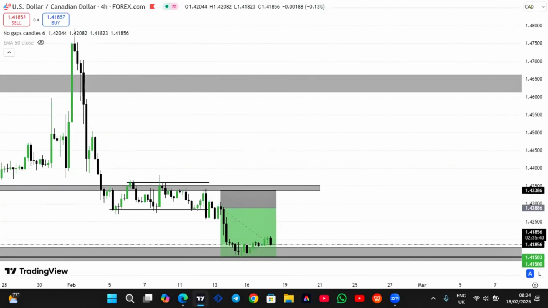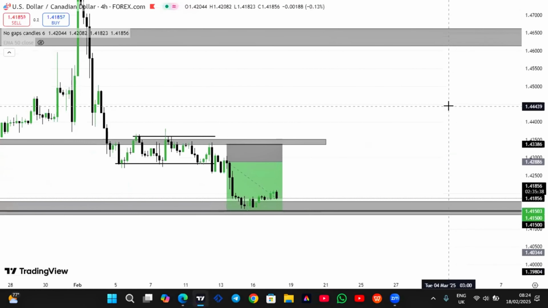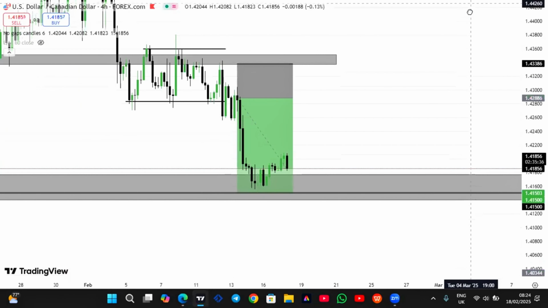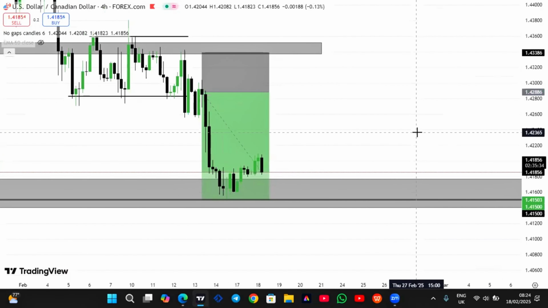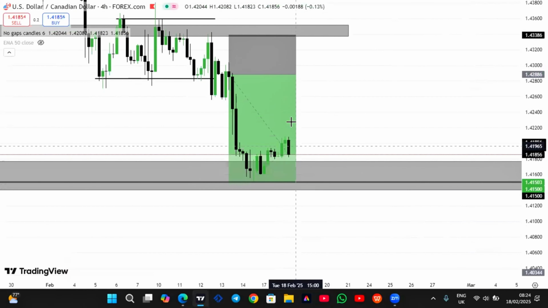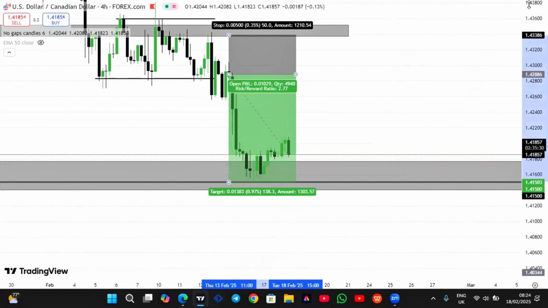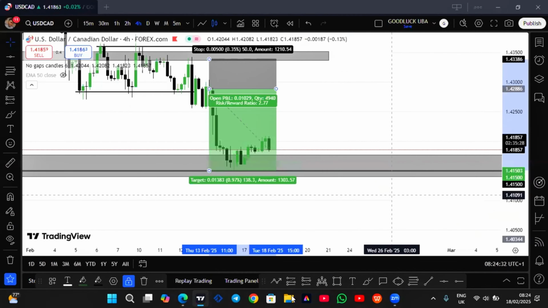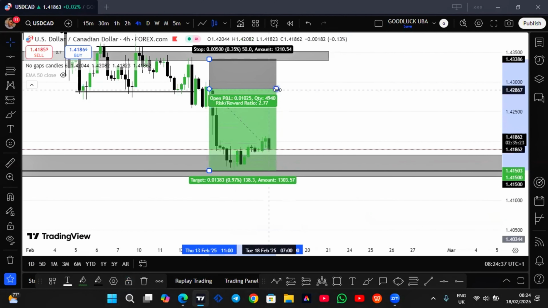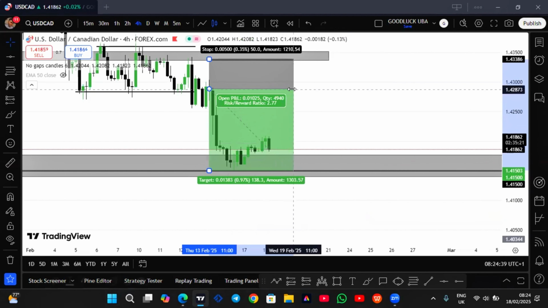So USD CAD has been creating a form of retracement. I'm seeing some sort of a move back to the upside before it finally dropped. I still see this dropping to this level, so let me go ahead and extend it. Although the trade has lasted for some time now, I entered this trade on Thursday, right? Thursday, Friday, Saturday, Sunday, Monday, Tuesday. This trade has been running for 5 days.